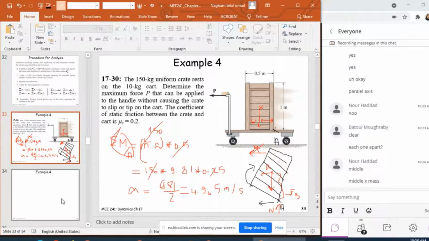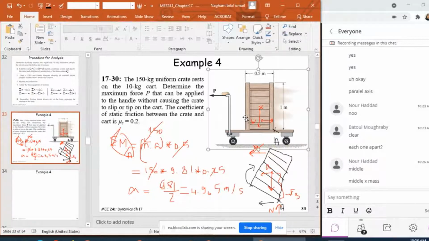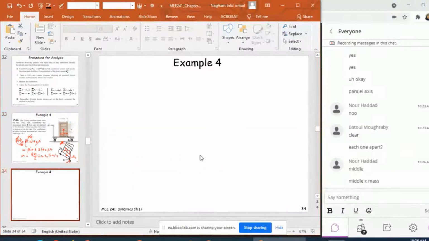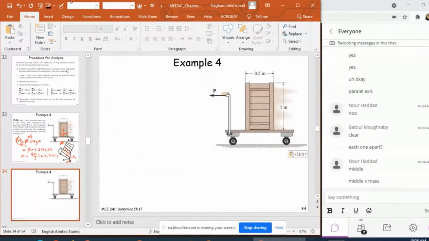Now, guys, what do I have to do? If I know A, I can take the whole system, all right? So if I know A, I can take the whole system. And in this case, what are the forces exerted on this whole system? I have the weight of the whole system, which is the weight of the crate, 150, plus the weight of the cord, which is 10. I have 2 normal forces here.